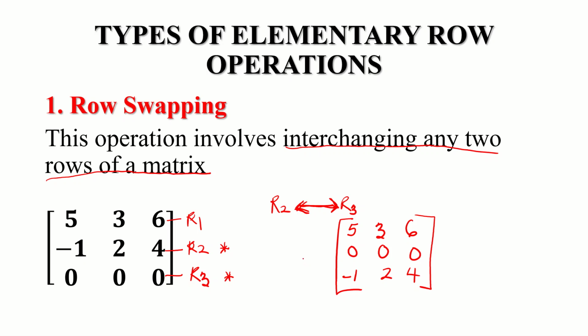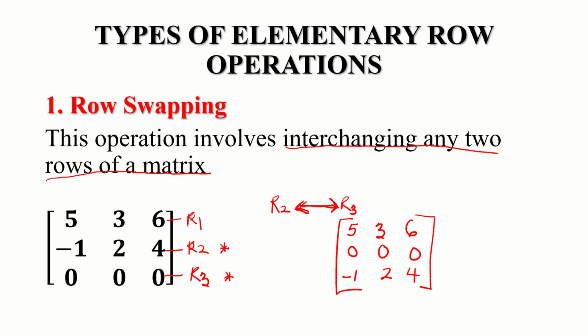In any case, we can also swap row 1 and row 3. In the same way, we can also swap row 1 and row 2. So we can swap equally the other rows. And that is how we perform row swapping in elementary row operations.